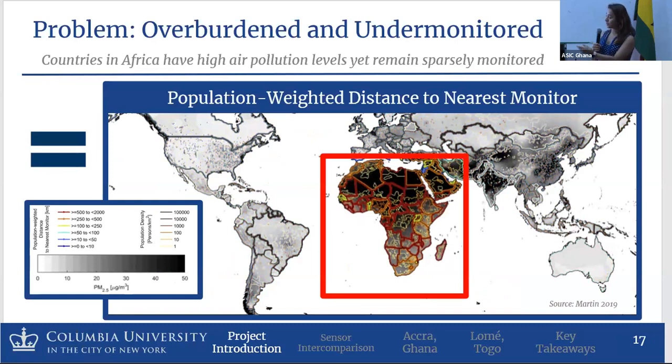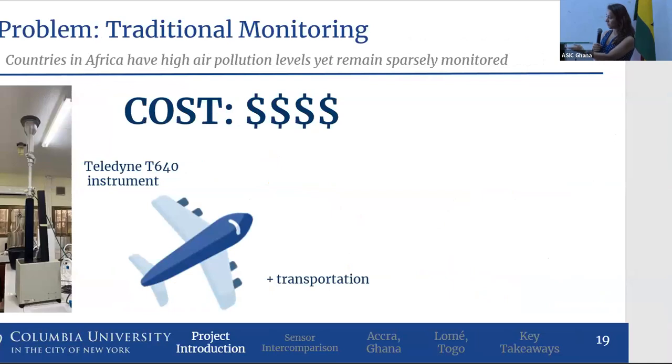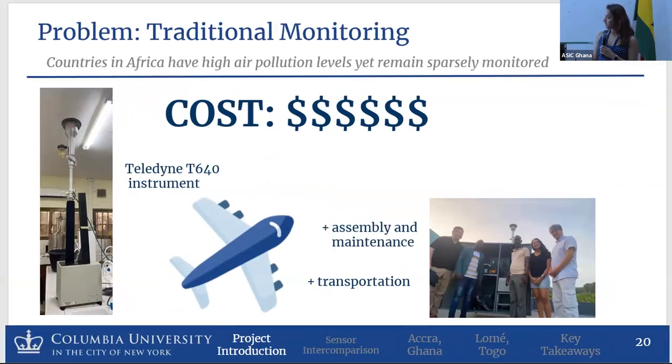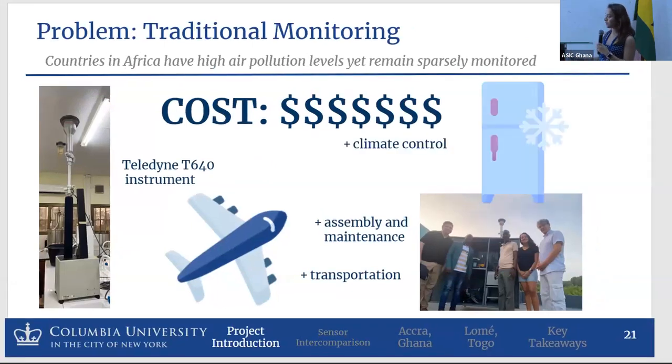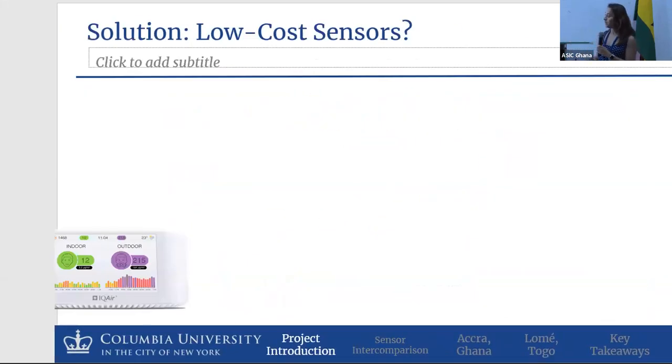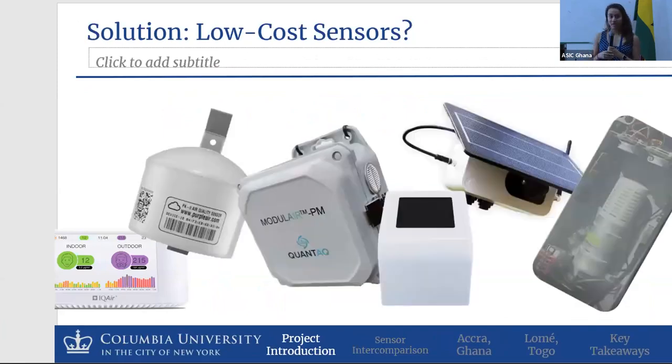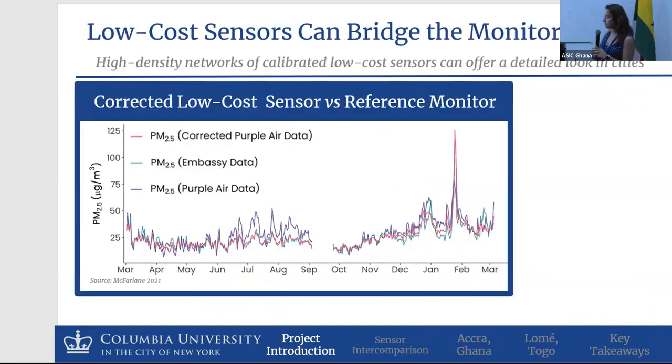When we have traditional monitoring, it's very expensive because of the instrument, assembly, maintenance, and transportation. If you add climate control, et cetera, it becomes almost prohibitively expensive. So we use low-cost sensors as our solution. There are many different types that we can use. And we can bridge the monitoring gap by using a number of data science techniques to really refine the quality of the data from these sensors.